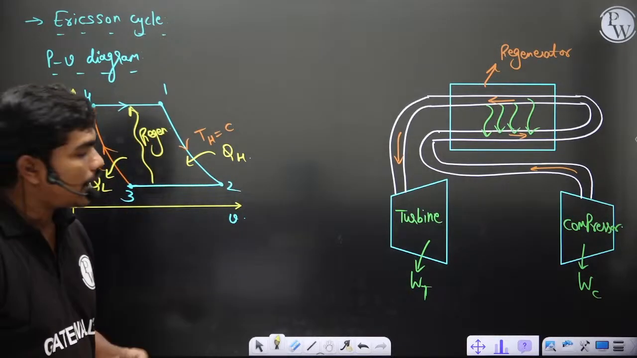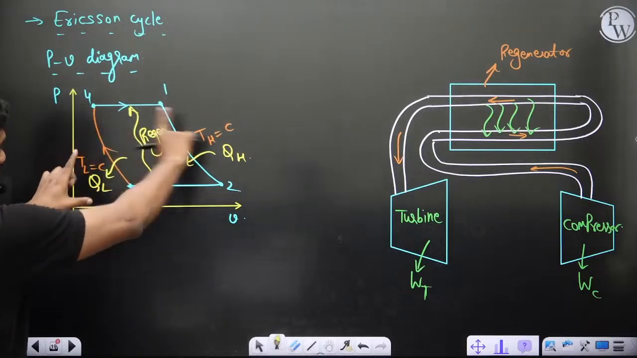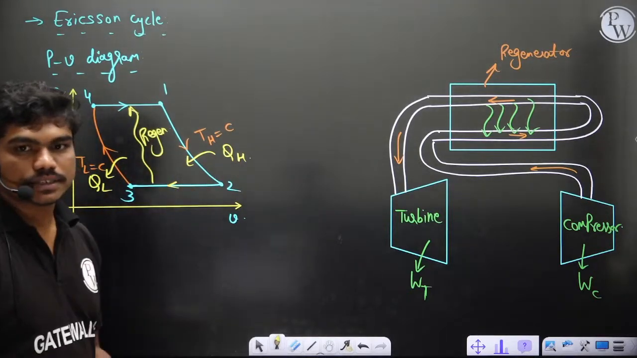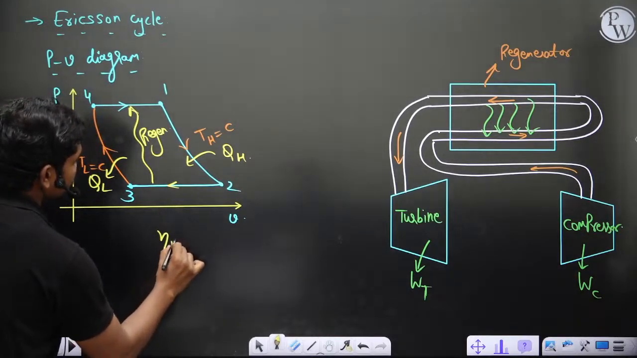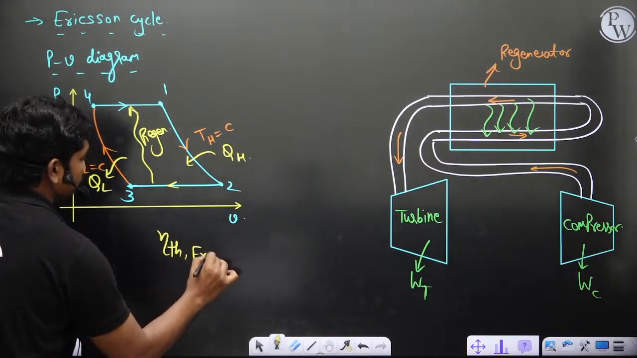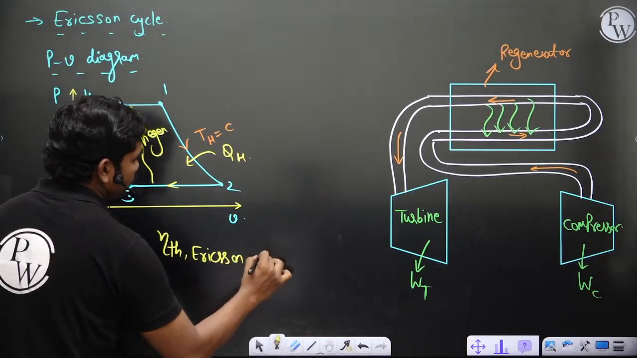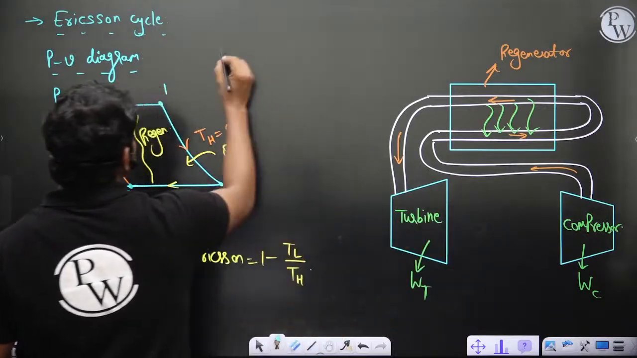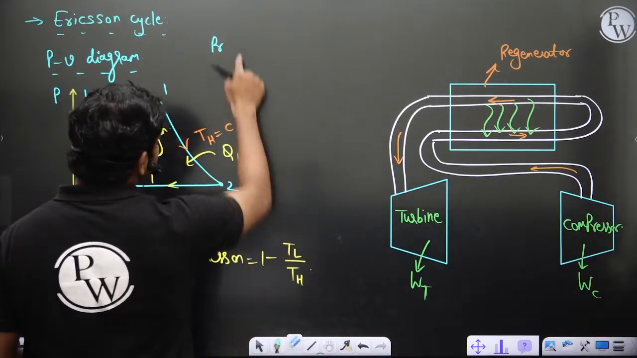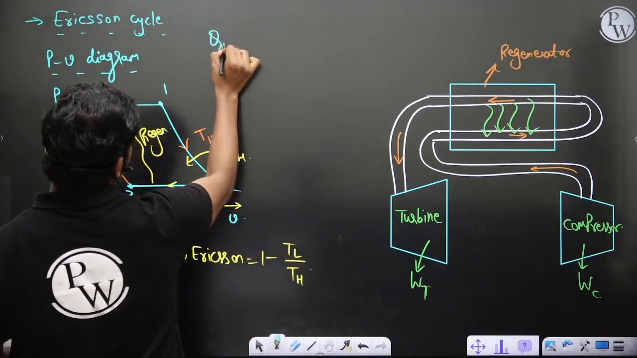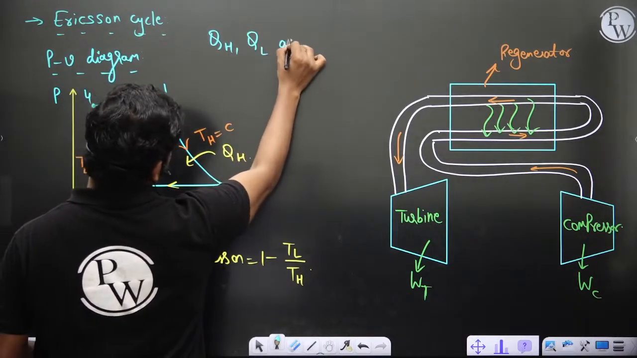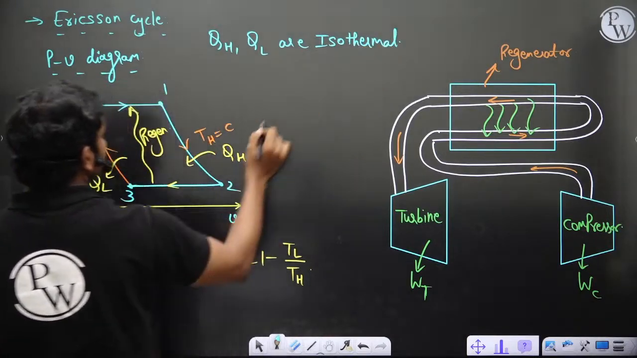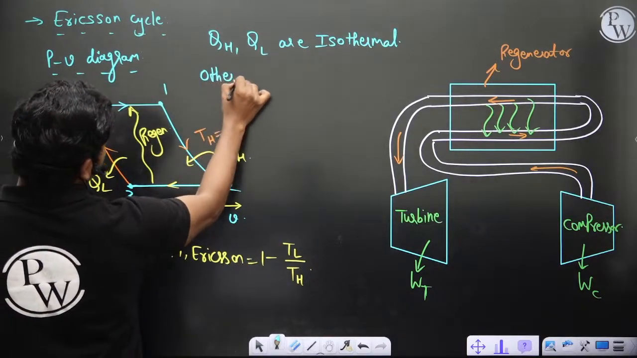Regeneration, okay. And similarly, if you go for TS, these two become straight lines, and this 1 to 4 and 2 to 3 become lines of constant pressure having slopes. And here also, thermal efficiency of Ericsson is 1 minus TL by TH. Again in this case also, the processes of heat addition and heat rejection are isothermal, and other processes are constant pressure processes.